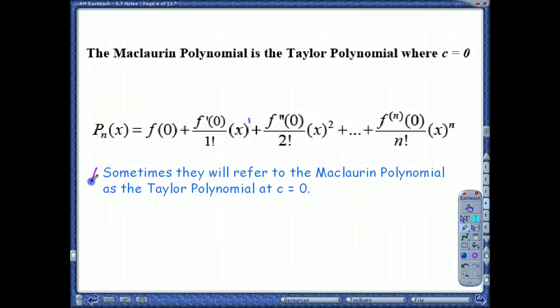Now, I don't know why they do this. It irritates the you-know-what out of me, but they have a special name for a Taylor polynomial when c is equal to 0, so I don't know why you wouldn't use it. But sometimes they'll call it the Maclaurin polynomial. Sometimes they'll call it the Taylor polynomial centered at c equals 0. Okay, so if you have a special name for it, I don't know why you wouldn't use it, but you know how they can be kind of crazy.